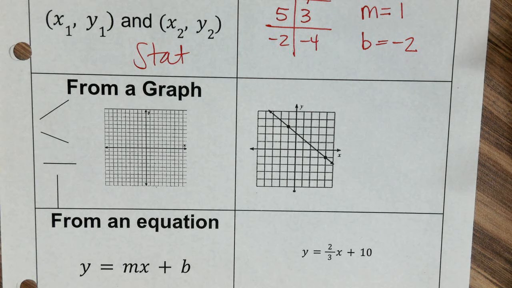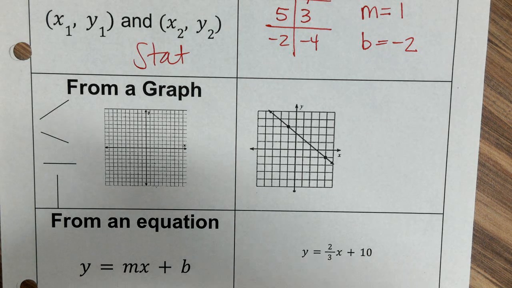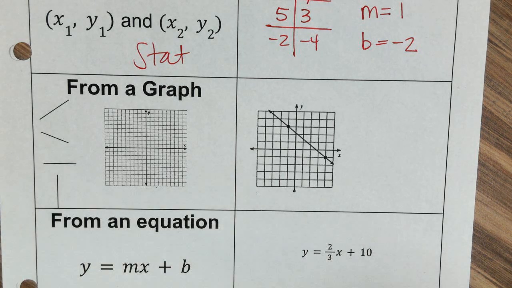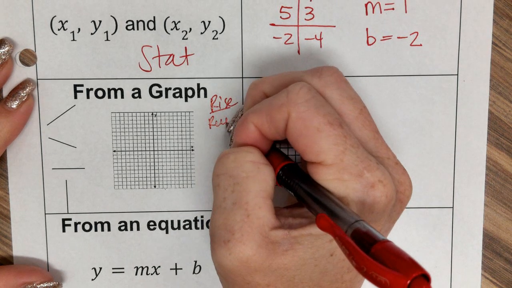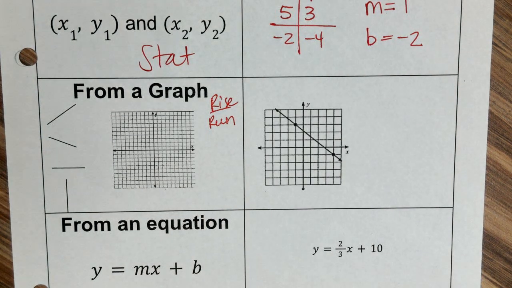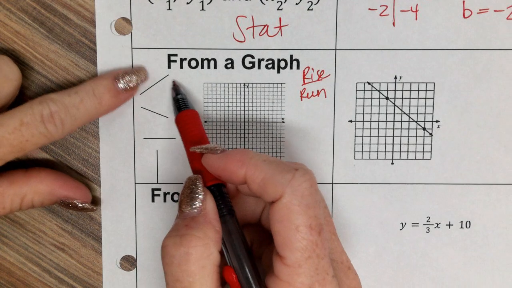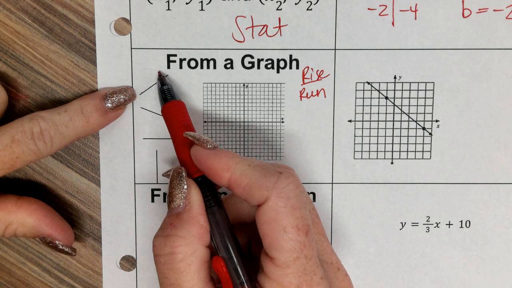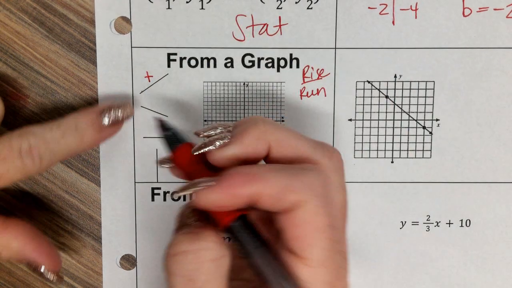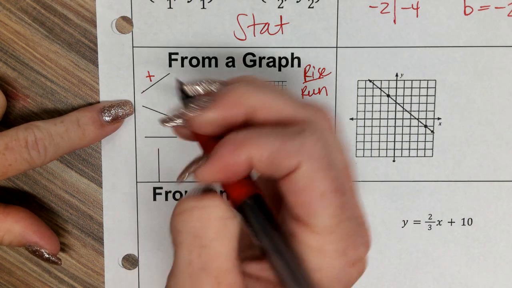From a graph, you have 2 options. You can use stat, but you would have to make a table. If it's an easy graph, I would simply use rise over run, and then just look for the y-intercept, okay? So let's go over this part real quick. If the line is going up from left to right, the slope is positive. If it's going down from left to right, it's negative.